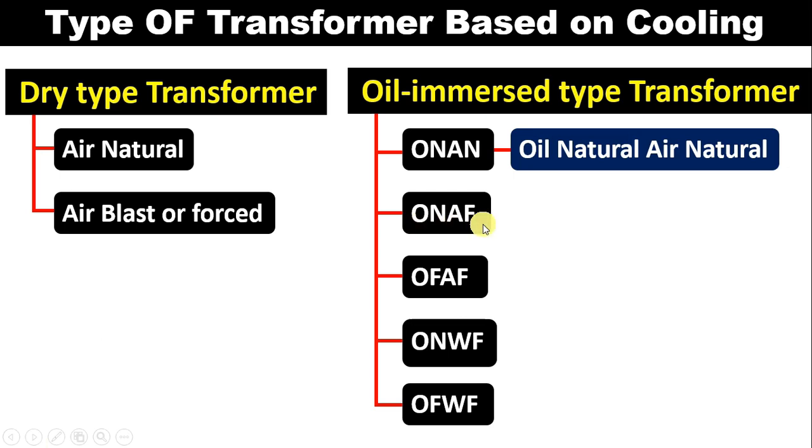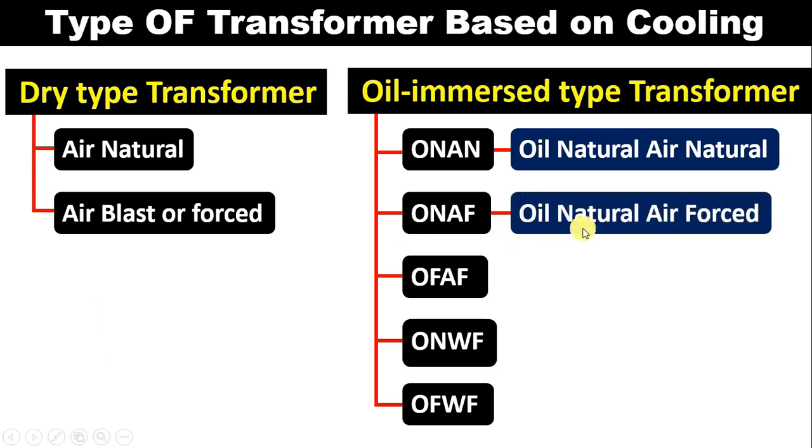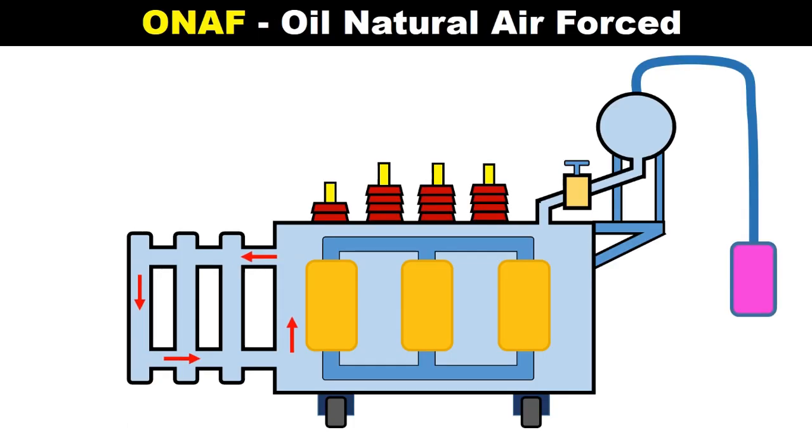Now let's understand this second type of transformer also. Here O which is written means oil, N means natural, A means air and F means forced. Now here you can see that in this transformer, oil is circulating automatically. But if with this radiator you use a fan and air from the fan is flowing through the gaps in the radiator, then this type of transformer is known as ONAF type of transformer.